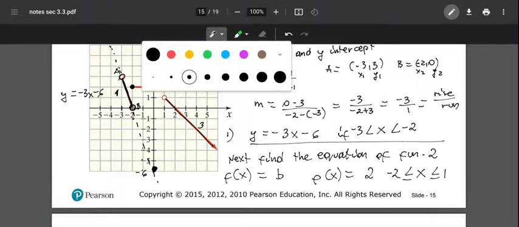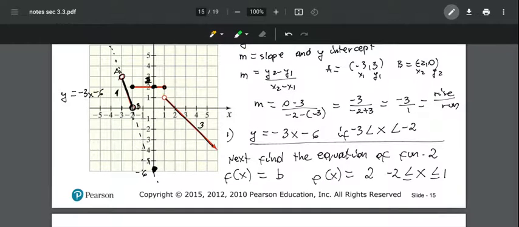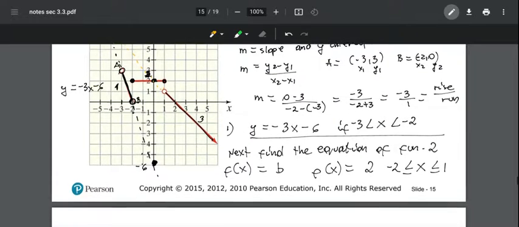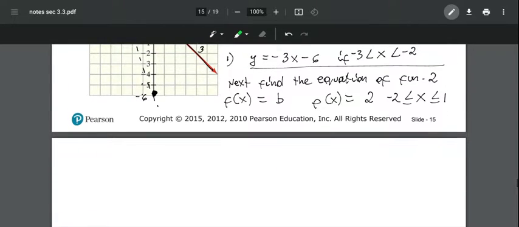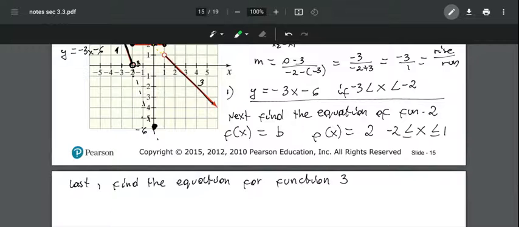So next we're going to find the equation of function 3. Again, here we restrict the domain, but be aware that this function is a straight line, which will keep going up also and keep going down. So last part, find the equation for function 3. This is a linear function.